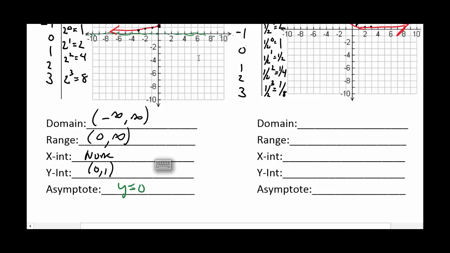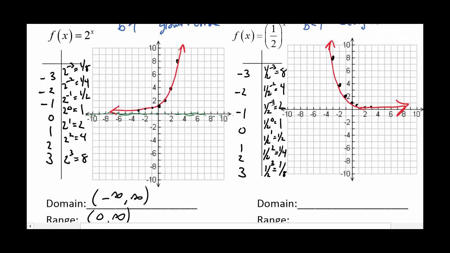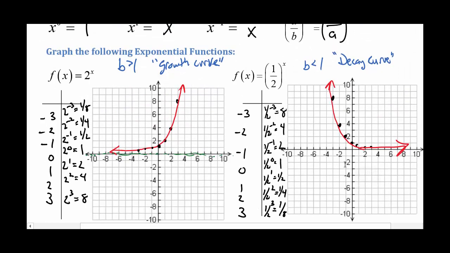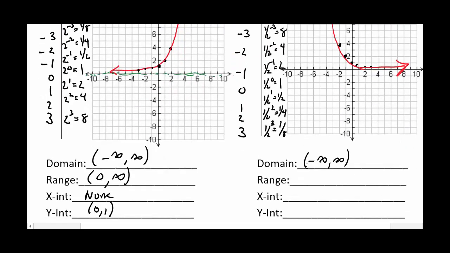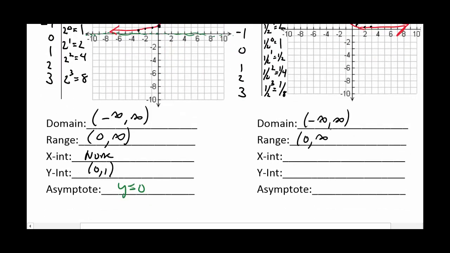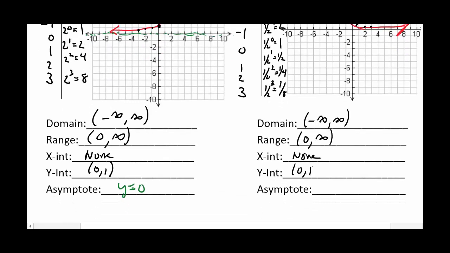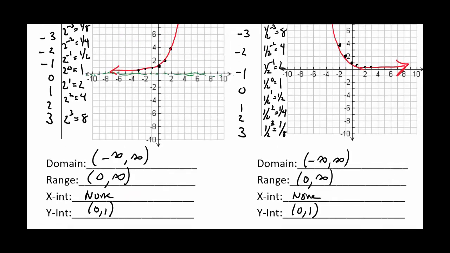Okay, let's go to 1/2 to the x and see how that compares. Domain, no restrictions on it. Range has still got that asymptote at 0 that we can see, so it's going to be bounded by 0 out to infinity. There are no x-intercepts, and oddly enough it crosses at 0, 1, and it also has an asymptote at y equals 0. Again, you think of an imaginary line right at the x-axis that we are not going to cross.